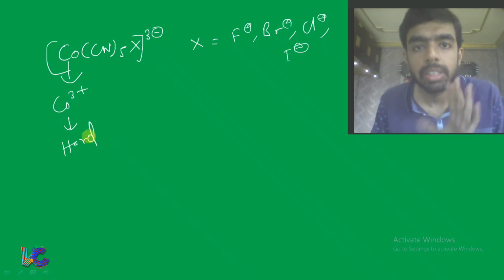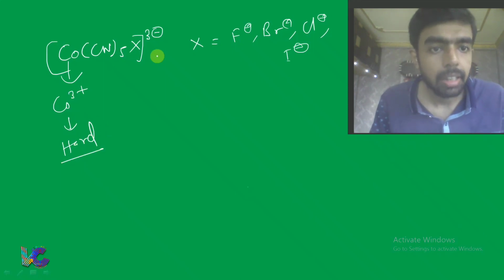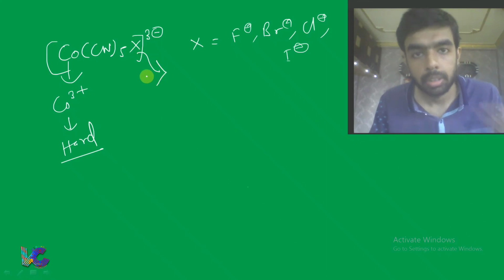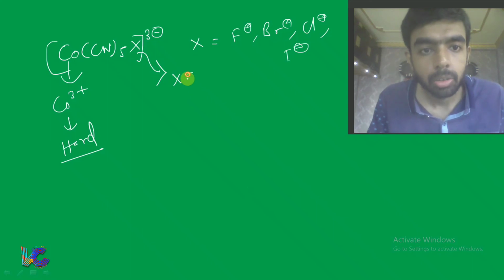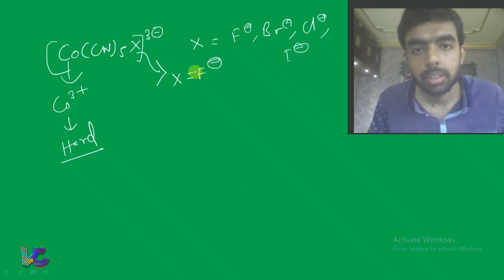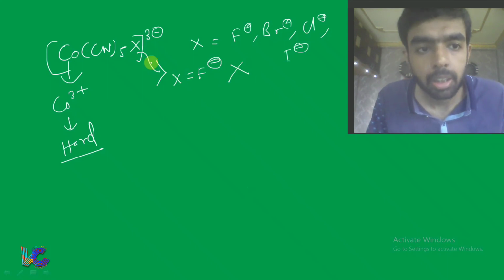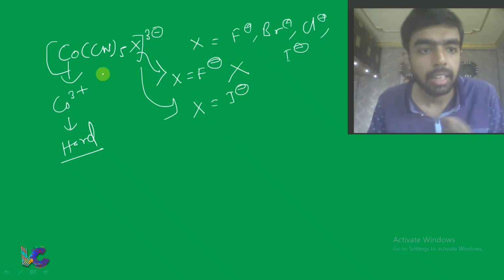So if you go by the simple HSAB principle, as Co3+ is hard, it will prefer to combine with hard ligand. That means X should be F-. So when X is equal to F-, in that case the compound will be stable. But this is not the case. When X is I-, that means when the ligand is soft, in that case this complex is stable.